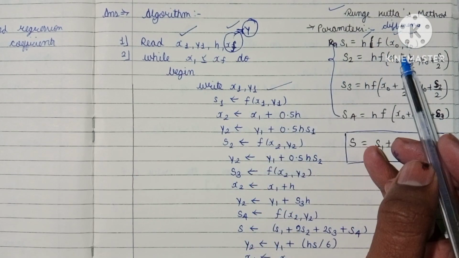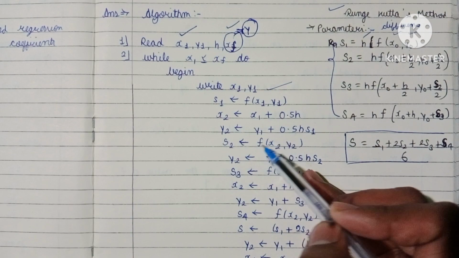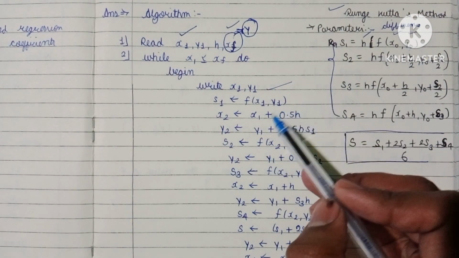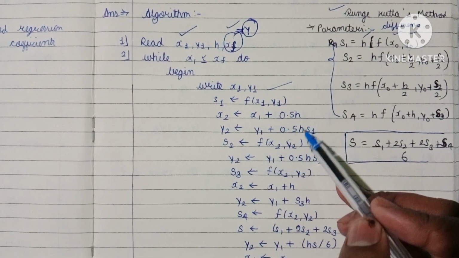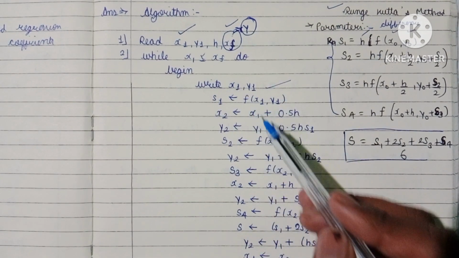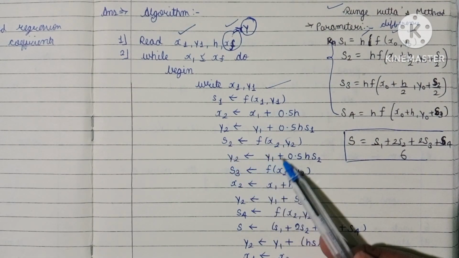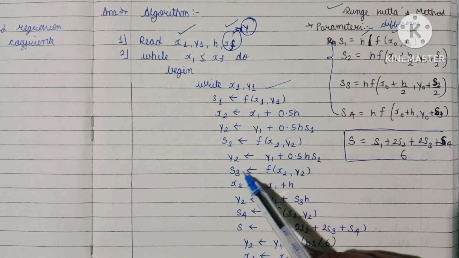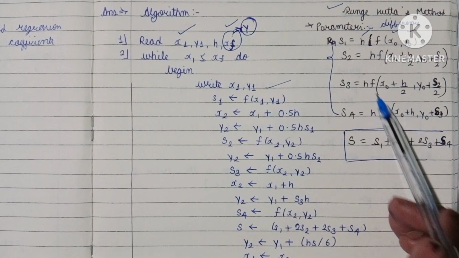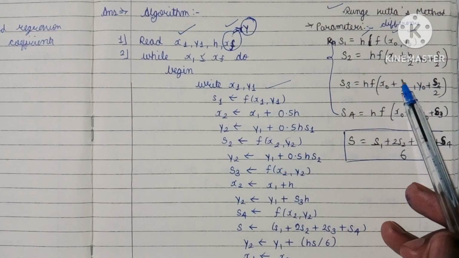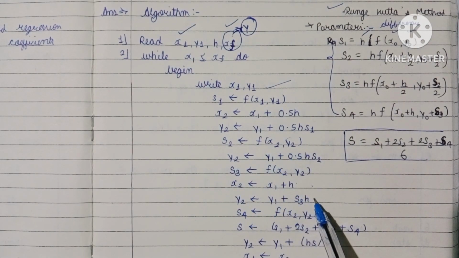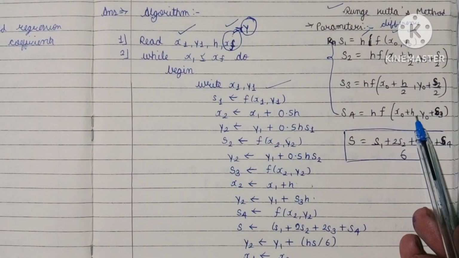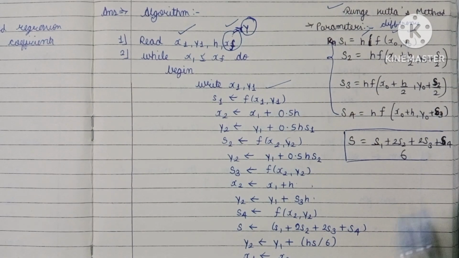Then we store s2, which is h of f of x2 comma y2. x2 comma y2 is just x1 plus 0.5 of h, and y2 is y1 plus 0.5 of h into s1. Similarly, y2 stores y1 plus 0.5 h of s2, and s3 becomes h of f of x2 comma y2, which is just the formula of the s3 parameter. Then x2 becomes x1 plus h and y2 becomes y1 plus s3 h. Then we will calculate s4, which is h of f of x0 plus h, y0 plus s3.